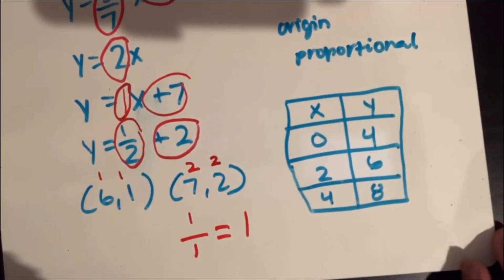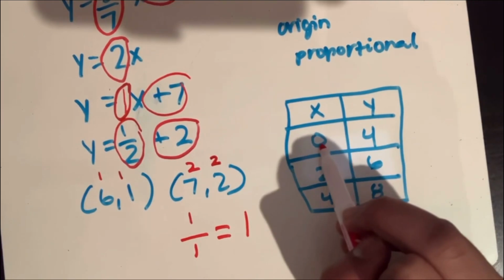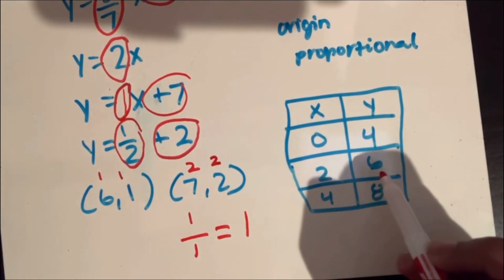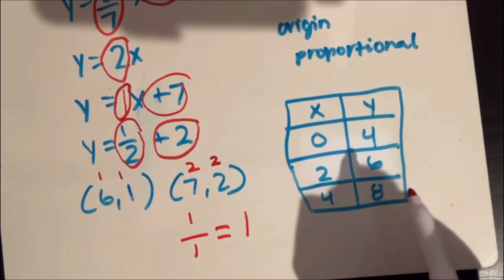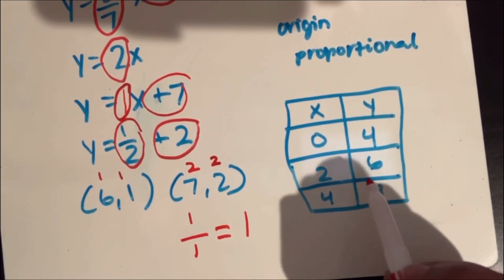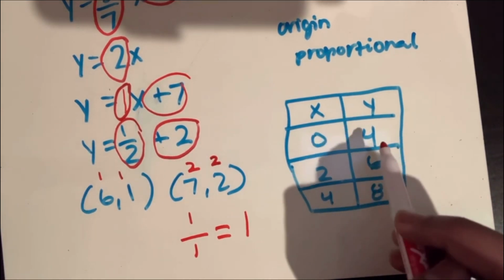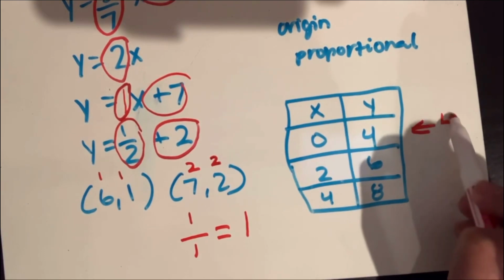Looking at this table, what would be our y-intercept? Well, the coordinates 0, 4 are the only ones that line up at the x-axis. The other coordinates are not on the x-axis. So whenever you're looking at the table to find the y-intercept, look for whatever y coordinate lines up with 0. Our y-intercept would be 4.